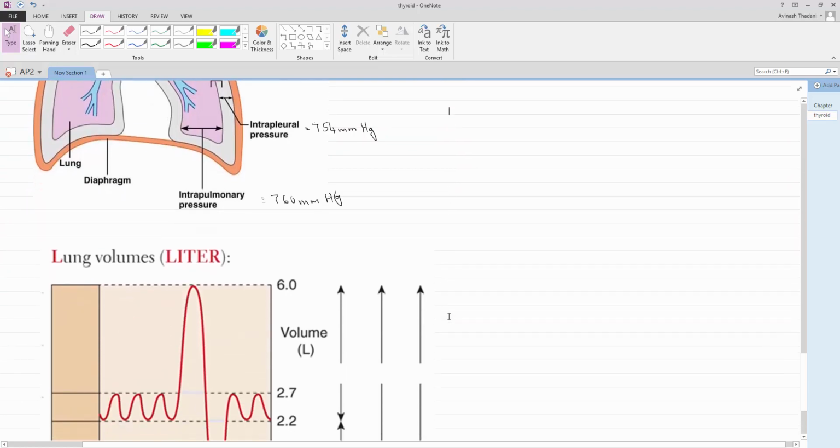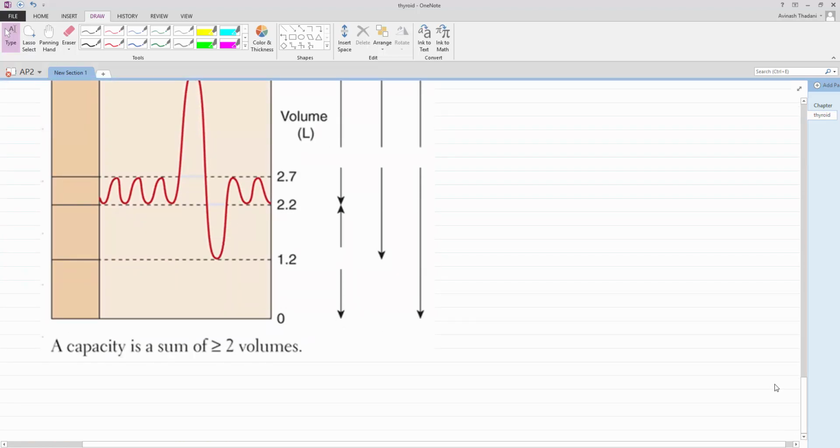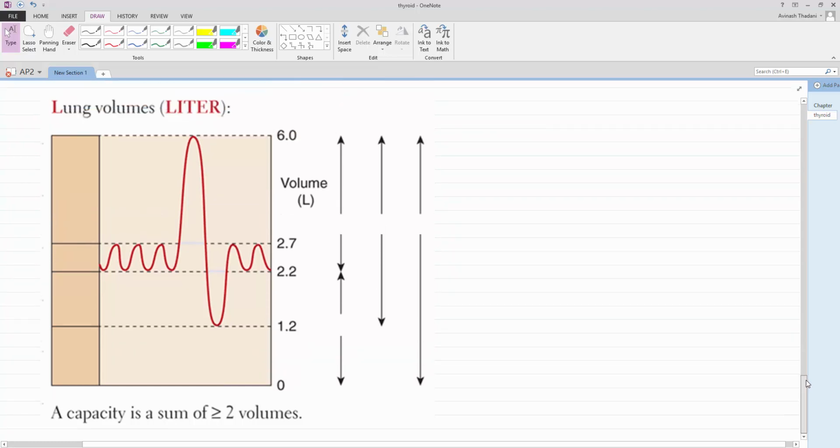Okay, let's move along. The last diagram that we're going to label is the spirogram over here. Now, we did this in the lab a little bit, but let's just refresh our spirogram and be able to label the different volumes and capacities. A capacity is simply a sum of two or more volumes.